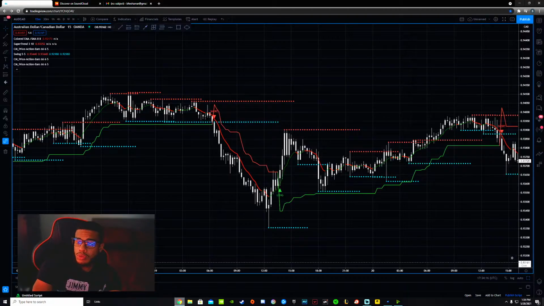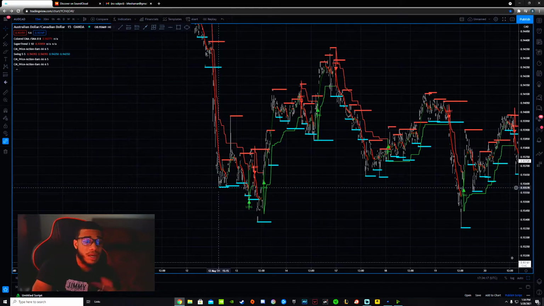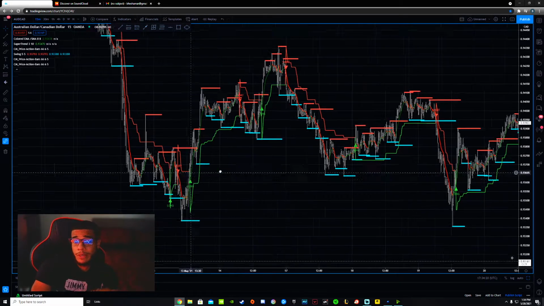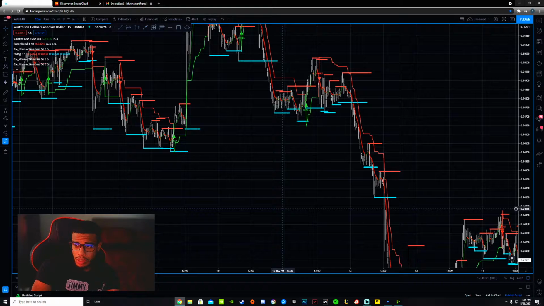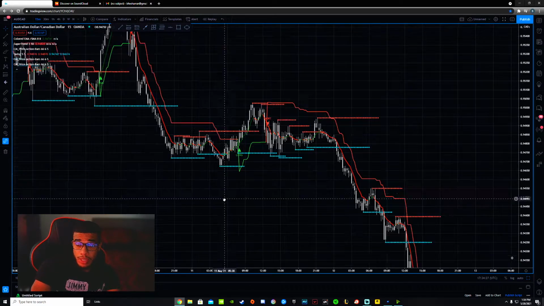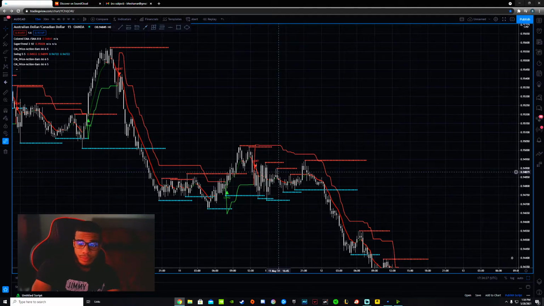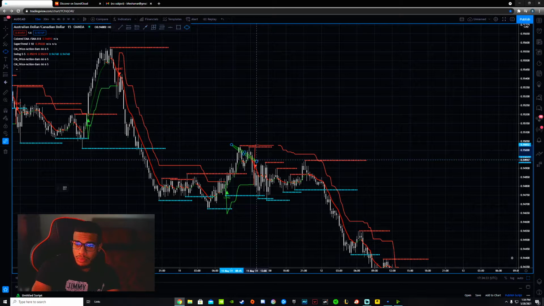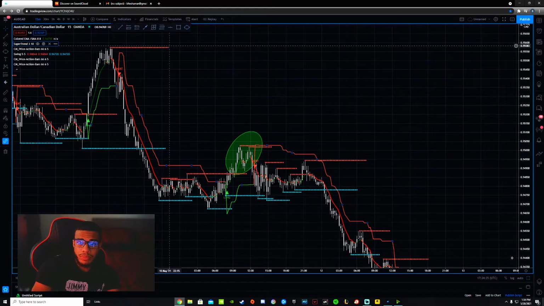So let's get right into an example. Right now we're on the Australian dollar, Canadian dollar pair. This right here would be a perfect example. Let me mark it out for y'all real quick. Right there is a double top.